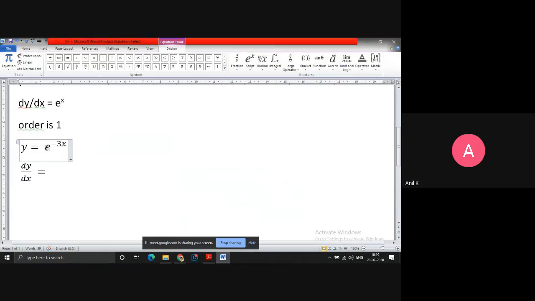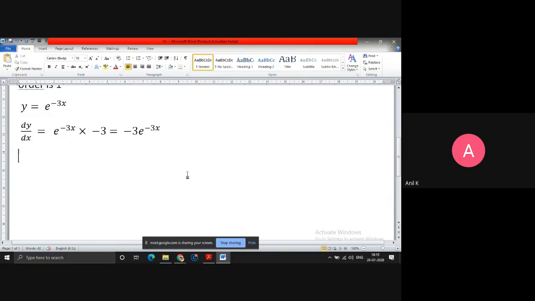What is e power theta differentiation? E power theta differentiation is e power theta into derivative of theta. That is the derivative of minus 3x. The derivative of minus 3x is minus 3. So you can write the first derivative as minus 3 e power minus 3x. So this is the first order derivative.